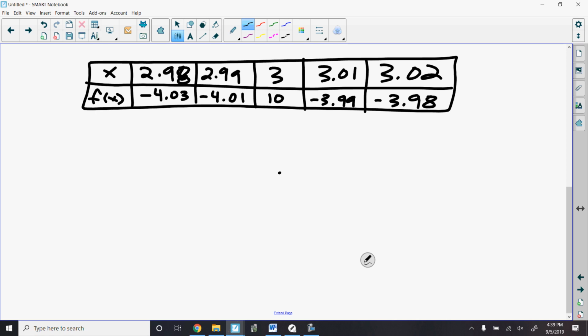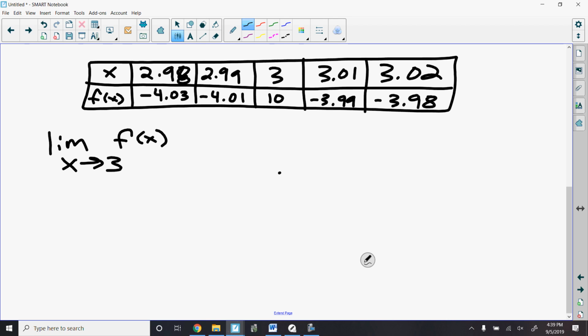Okay. So if you see a table like this, I might say that f has a removable discontinuity at x equals 3. The question I'm going to ask is, what does it appear the limit as x goes to 3 of f of x is? Now remember, limits are about, as we approach an x value, what y value are we approaching? It does not care what's happening at 3. So the fact that f of 3 equals 10 is not part of this problem.